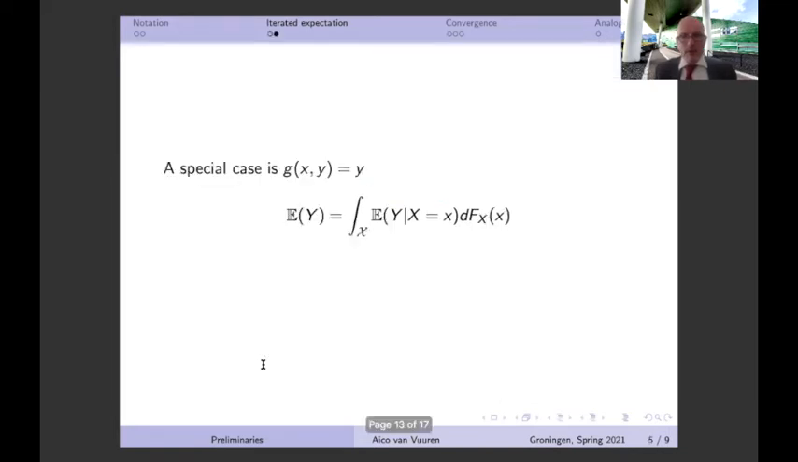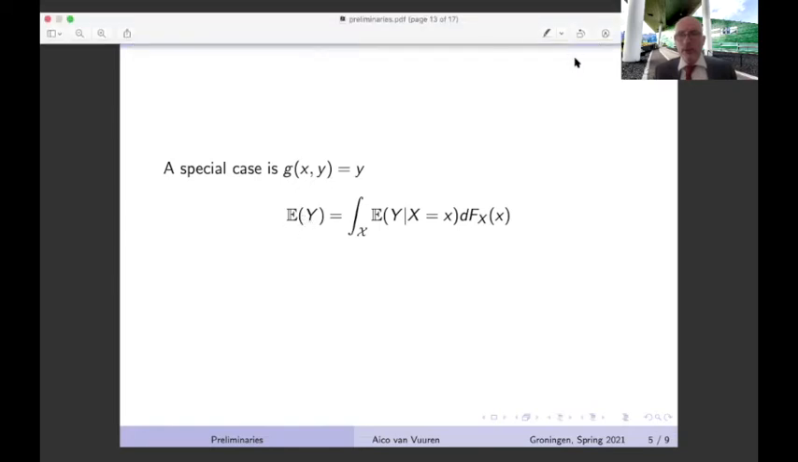To give you a very simple example of this, we could have a situation in which g(x,y) is simply equal to y. Well, then we see that the mean of y is nothing else than the conditional mean of y conditional on x equal to x. Why would we do this? Well, in some cases, it is relatively simple to calculate the mean of y conditional on a particular level of x. And then the only thing that we still need to do is to integrate over the x's in order to get our mean of y that could have been quite complicated.